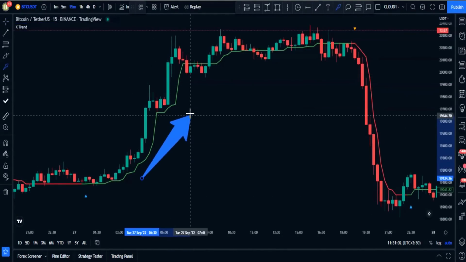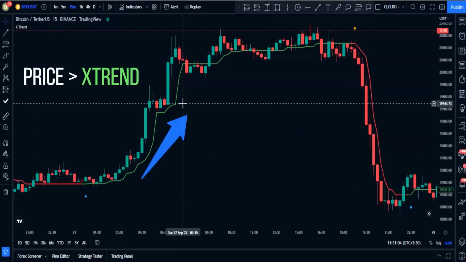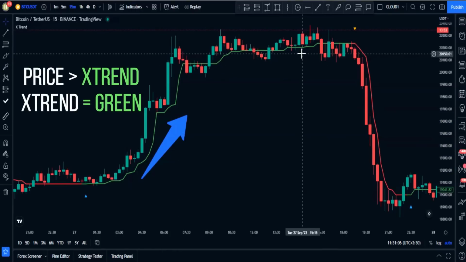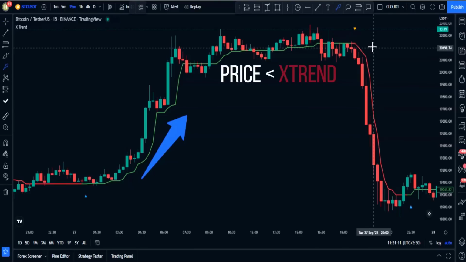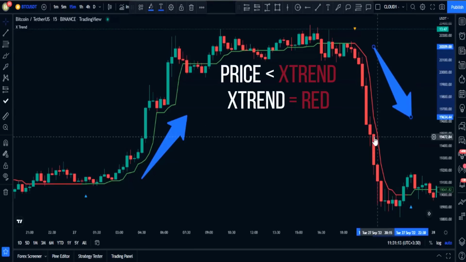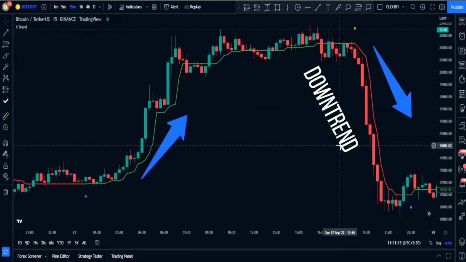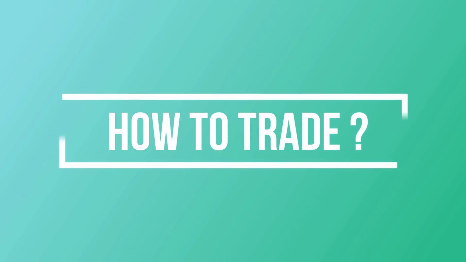Alright, now let's see how we can trade with the X Trend indicator on its own. Whenever the price action is above the X Trend indicator and the line of the X Trend indicator is green, it means that we're in an uptrend. And whenever the price action is below the X Trend indicator and the indicator line is red, it means that we are in a downtrend. But how can we trade with this indicator?